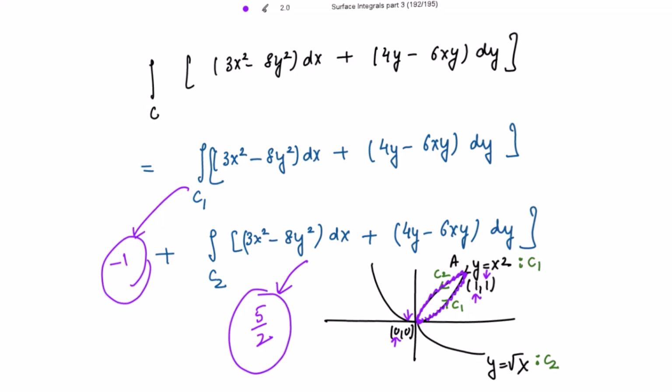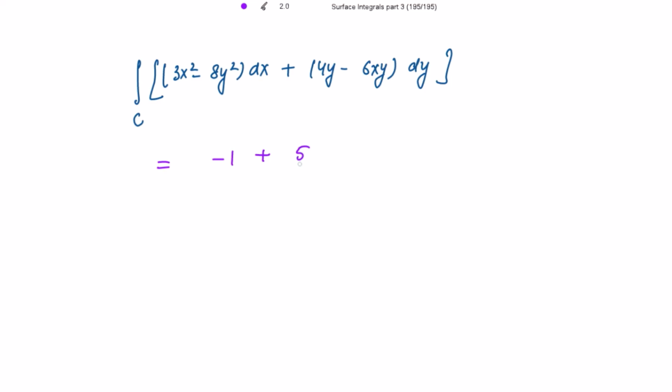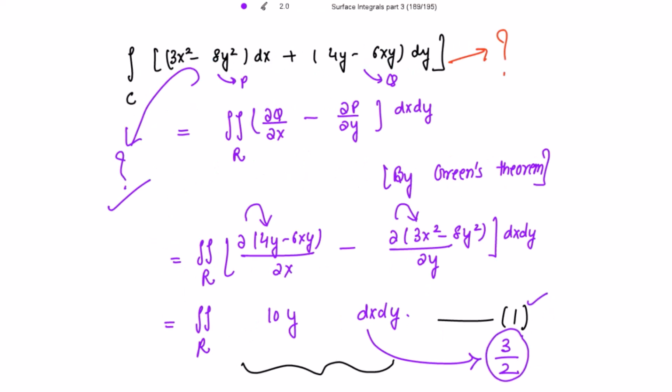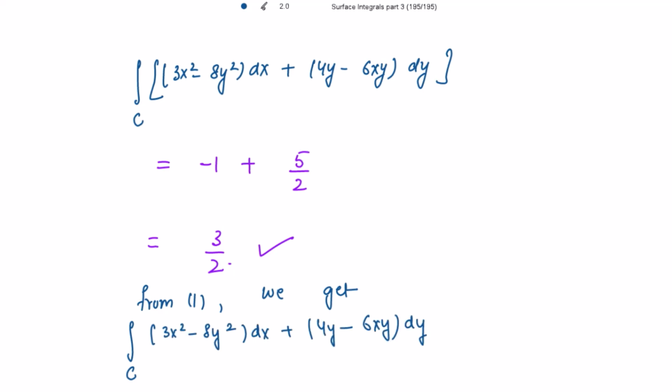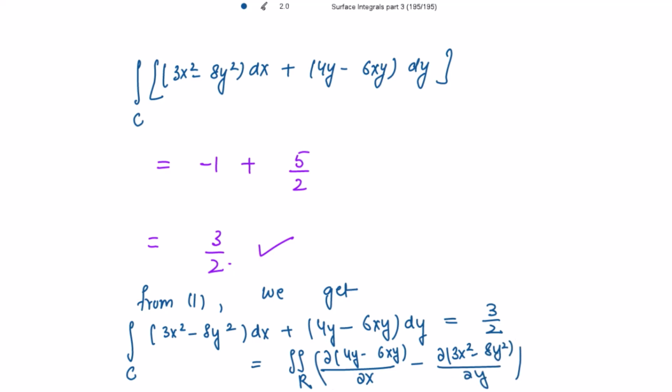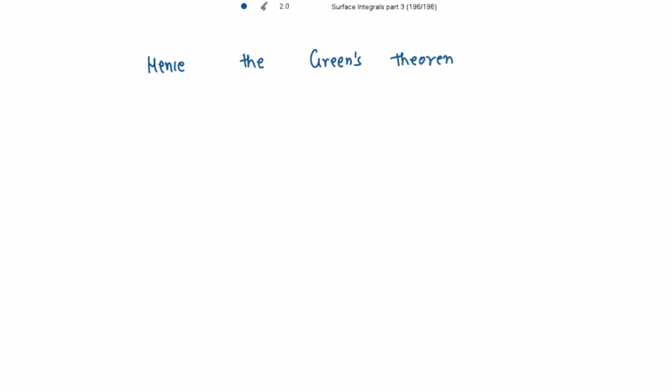So let's add these two now. Minus 1 plus 5 divided by 2 is 3 divided by 2, which is the same as the right hand side of this equation 1. So let's write this. From 1 we get the given line integral. The value of this line integral is 3 divided by 2. That is also equal to the value on the right hand side, that is the double integral of the partial derivative of 4y minus 6xy with respect to x minus the partial derivative of 3x square minus 8y square with respect to y, dx dy. So both these values are equal to 3 by 2. Hence the Green's theorem is verified. Okay, thank you.